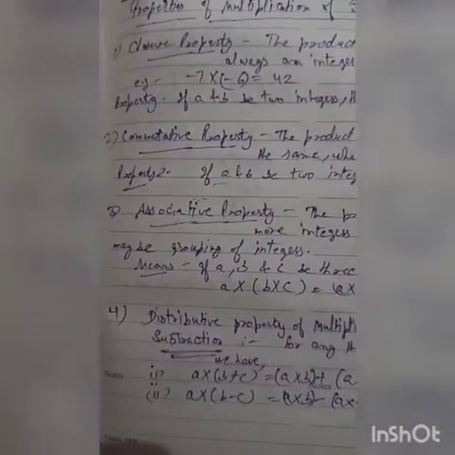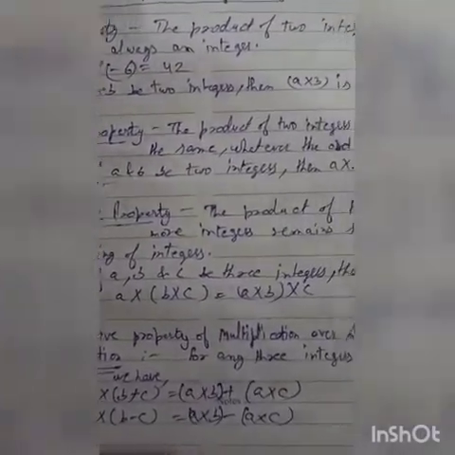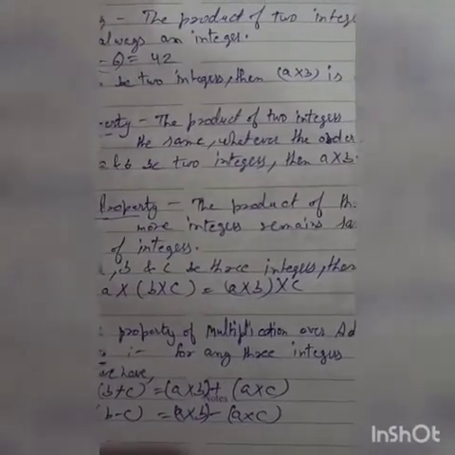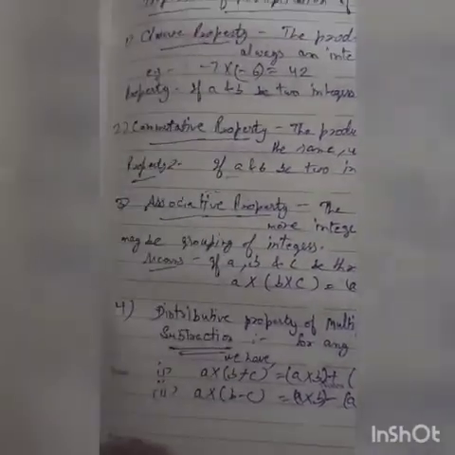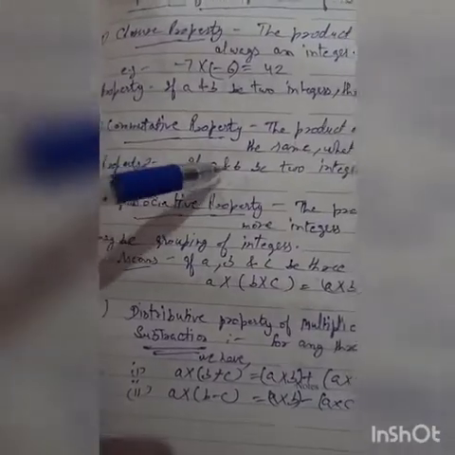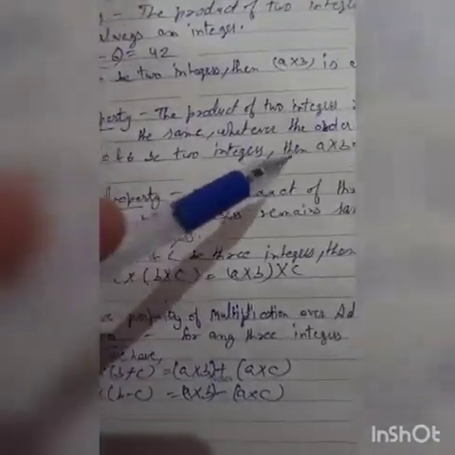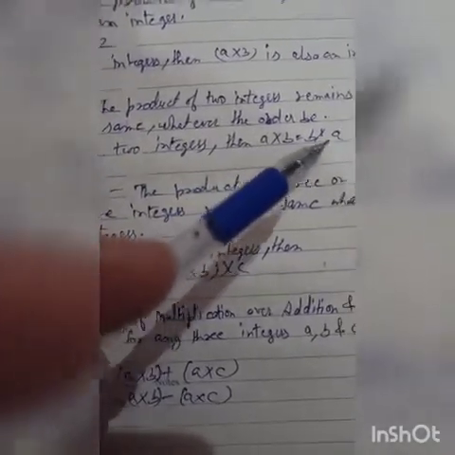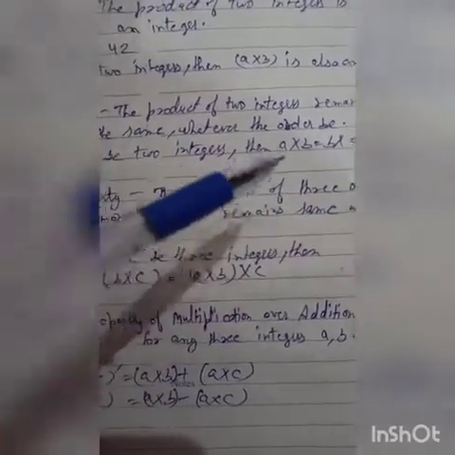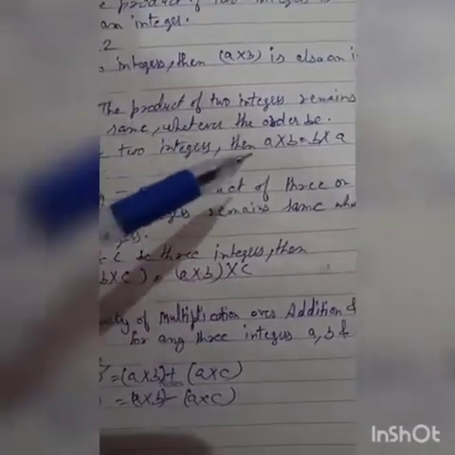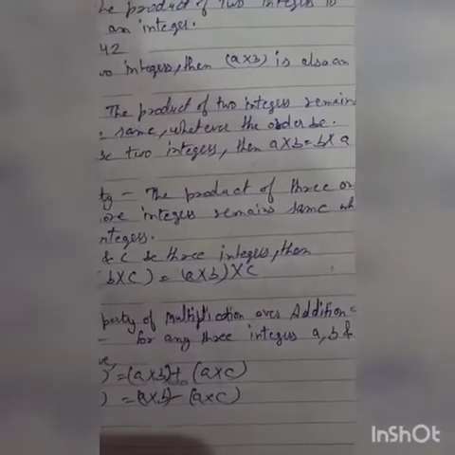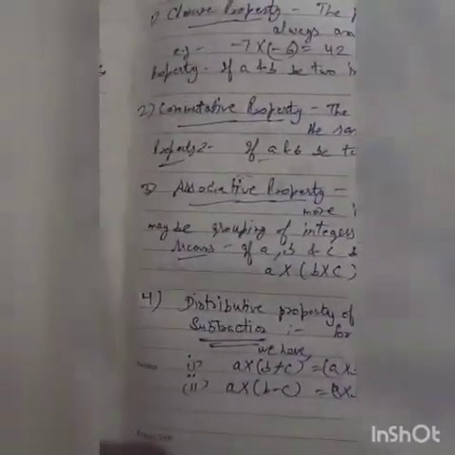Now the second property, commutative property. According to this property, the product of two integers is the same whatever the order of the integers. Property 2: if a and b are two integers, then a multiply b equal to b multiply a. There is no change in the result if we replace the order of the integers.